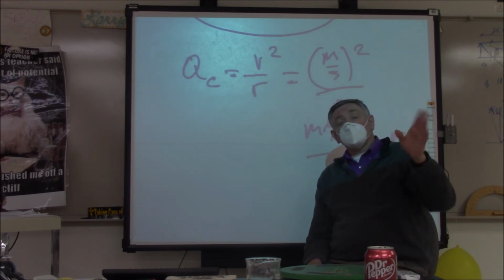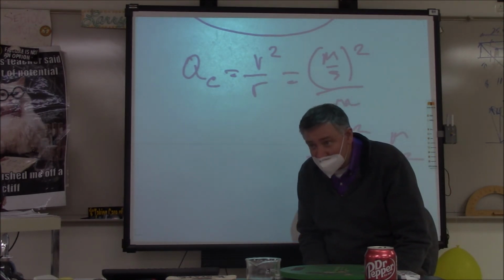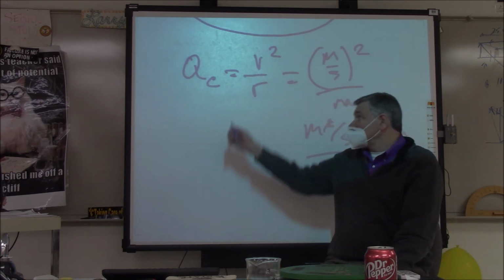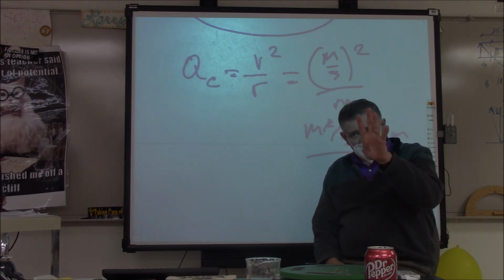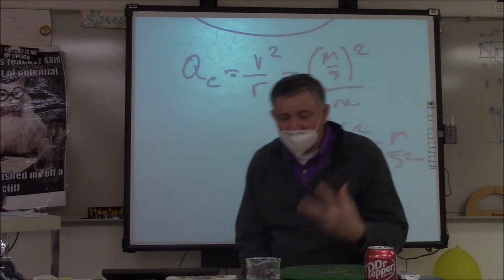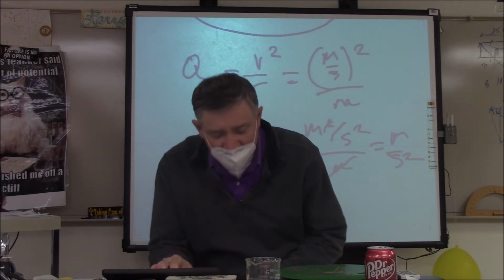Now you go, wow, that was cool. I'm going to go up to 20 miles per hour and try the same thing. Well, if you go up to 20 miles per hour, guess what? Your centripetal acceleration is going to be 4 times greater. So keep that in mind, because changes in speed make a huge difference in your centripetal acceleration.